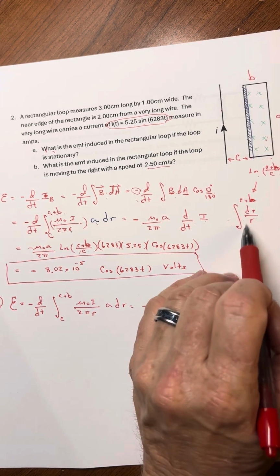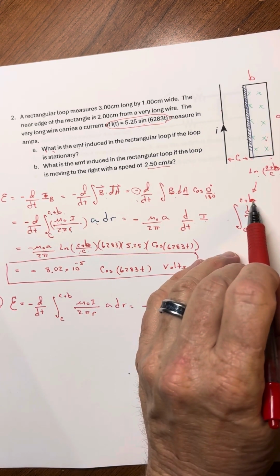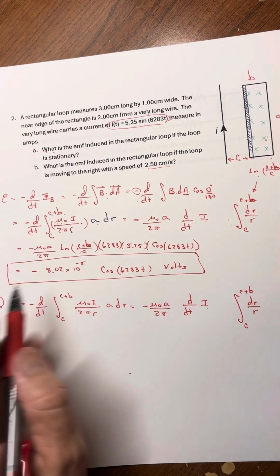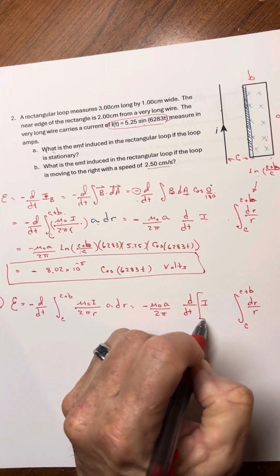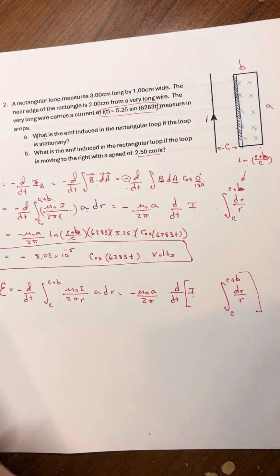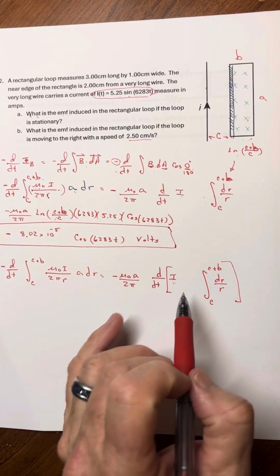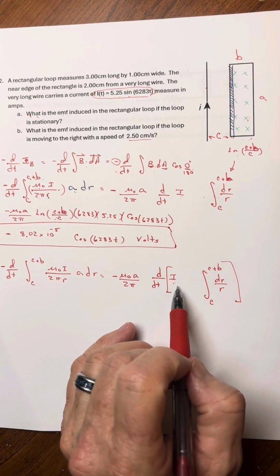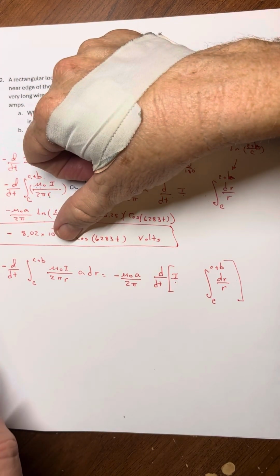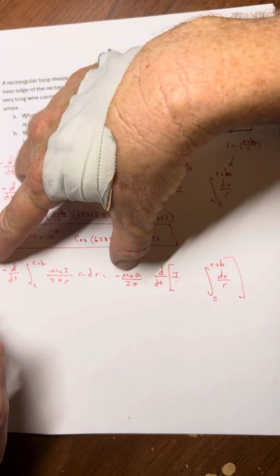Back here when it was stationary, the values of C and B, which were part of this answer, didn't change with time, but now they are. And so we're going to end up having two things that change with time. And so that means we have to take a derivative of a product. So we've got the product rule that we're going to have to mess with. All right, so let's see.